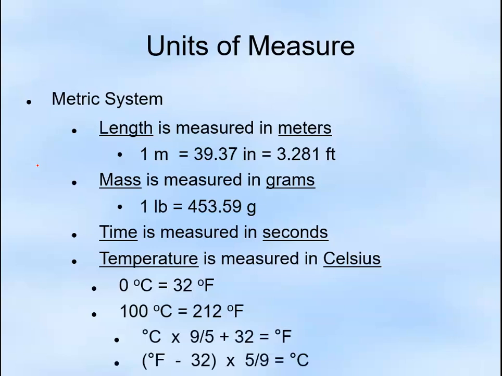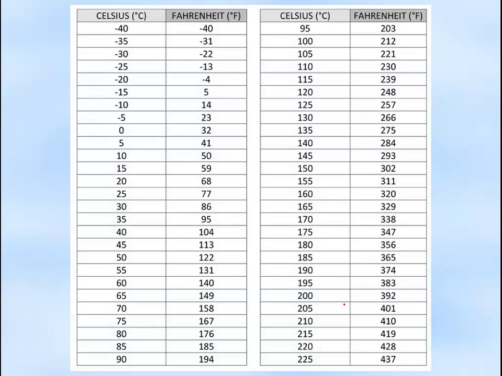And just for your own understanding, I'm not ever going to ask you to convert from Celsius to Fahrenheit or from Fahrenheit to Celsius, but just to give you an idea, if you had your temperature in degrees Celsius and you wanted to go to degrees Fahrenheit, you would multiply your degrees Celsius by 9, divide by 5, and add 32. If you had your temperature in degrees Fahrenheit and you wanted to go to degrees Celsius, you would subtract 32 from your degrees Fahrenheit, multiply by 5, and divide by 9, and that would give you the equivalent in degrees Celsius.